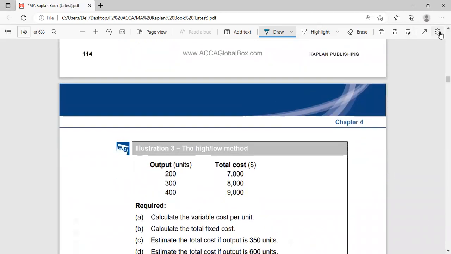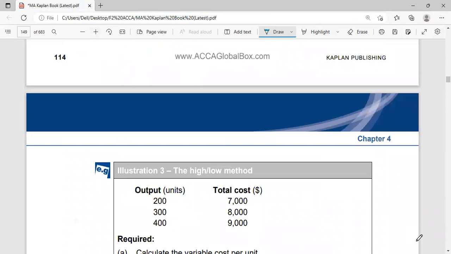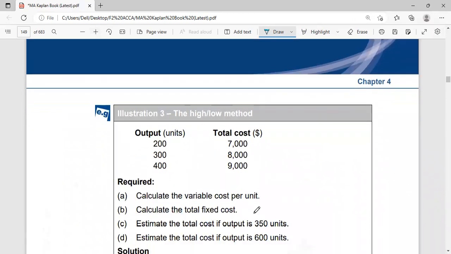Now look, this is the example, this is the illustration that we have to do. The activity levels are given to me, the cost is given to me.